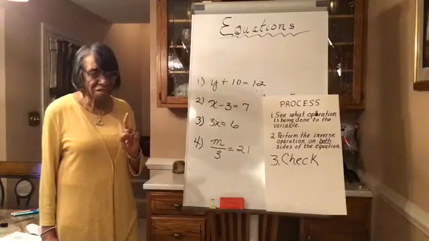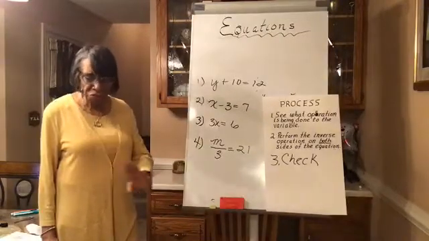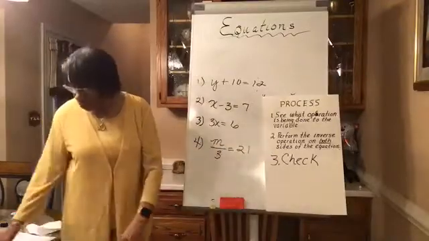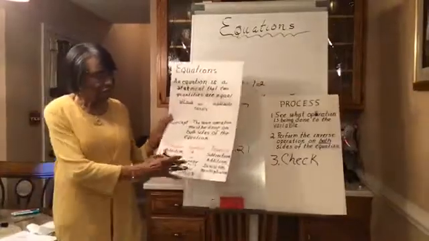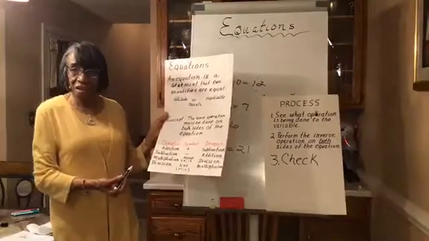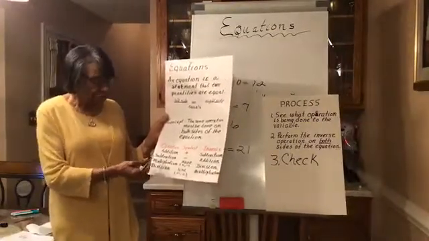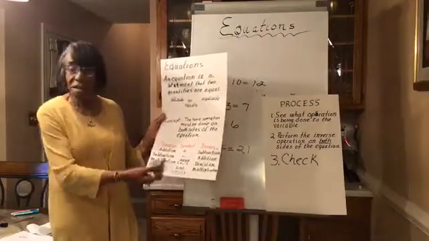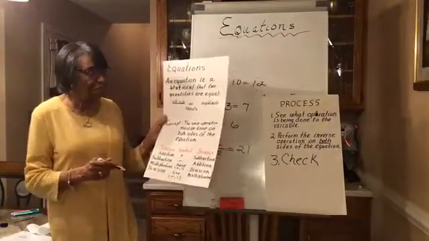Solving an equation is doing the inverse operation on both sides of the equation. And we know now what the inverse operations are. For addition, it's subtraction. For subtraction, it's addition. So they're inverse operations. Addition and subtraction are inverse operations. For multiplication, it's division. For division, it's multiplication. So multiplication and division are inverse operations.